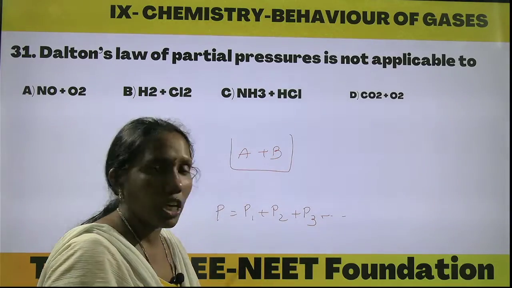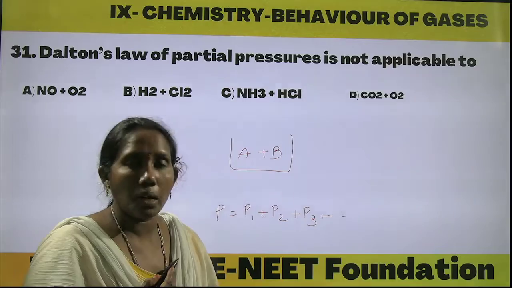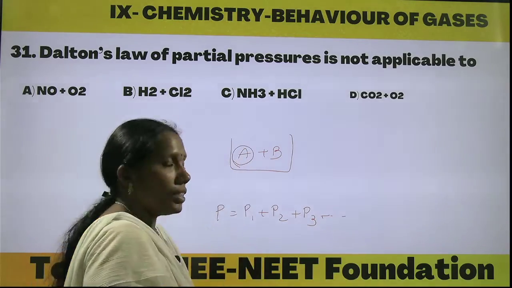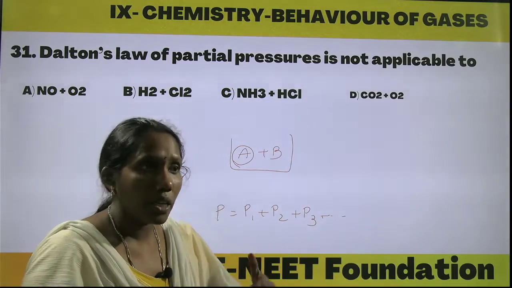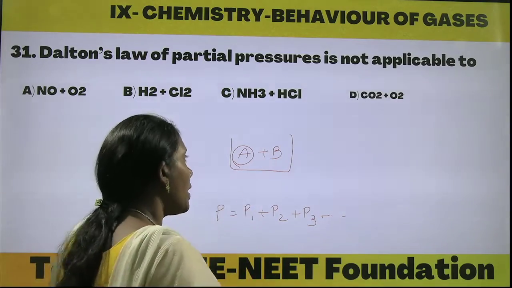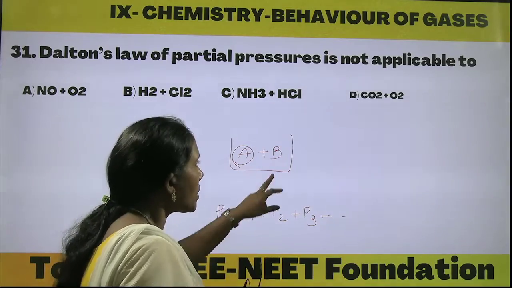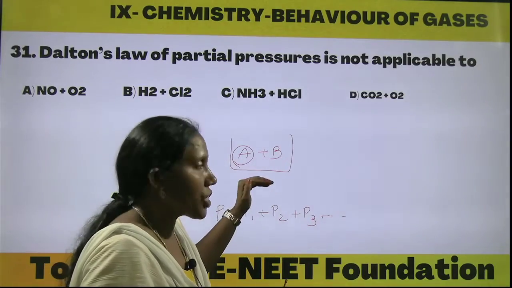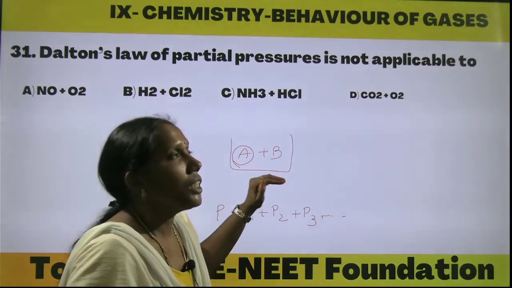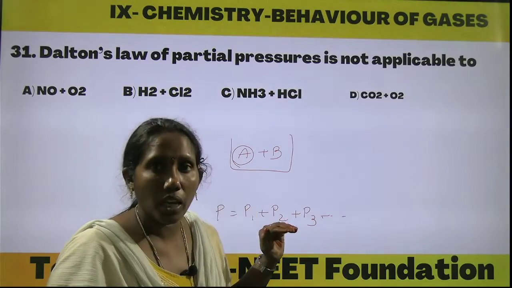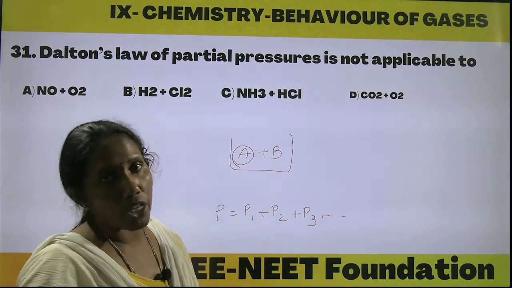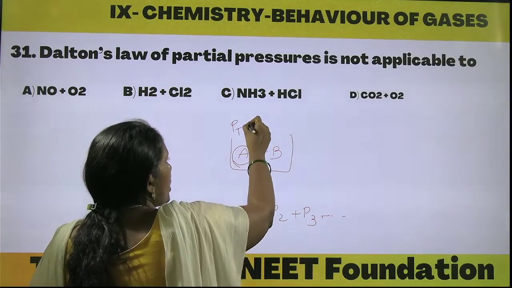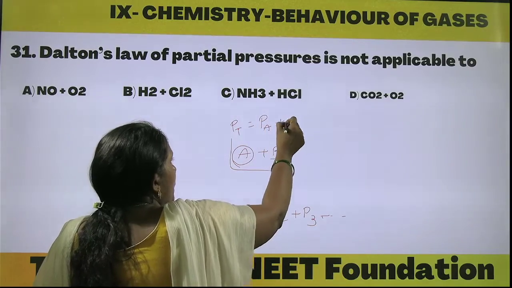What is meant by partial pressure? The pressure exerted by the individual gas in a container. A is one of the gases. The individual pressure exerted by A is called its partial pressure. Coming to B, B is a gas, it has some pressure. So the partial pressure of B means the pressure exerted by B individually. So we can write Dalton's law of partial pressure for the total pressure as the sum of PA plus PB.